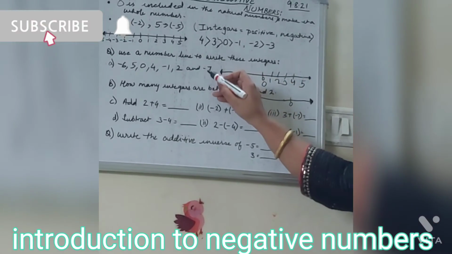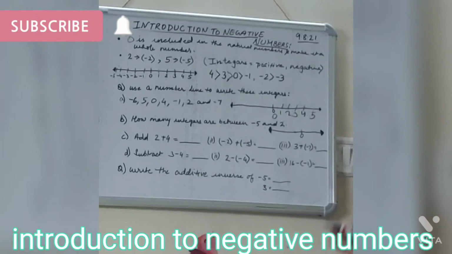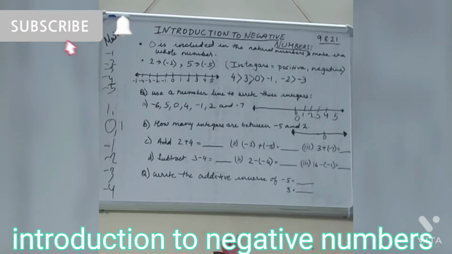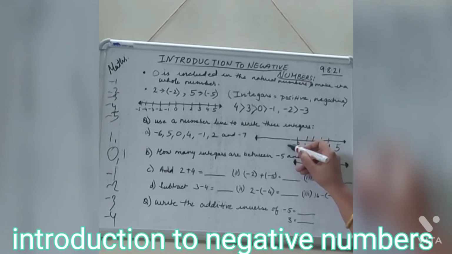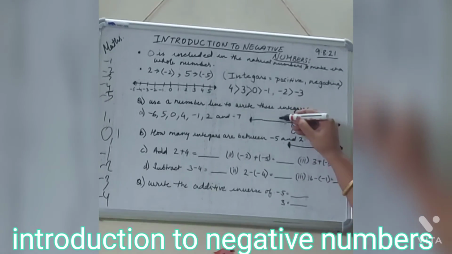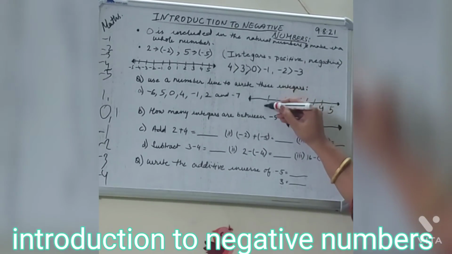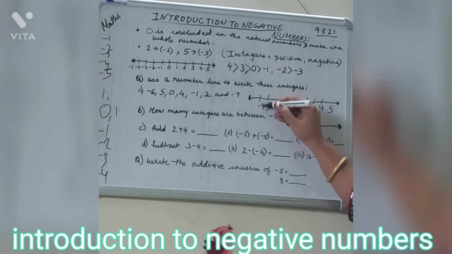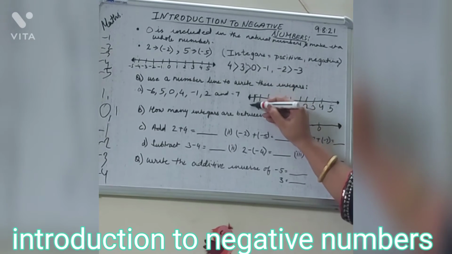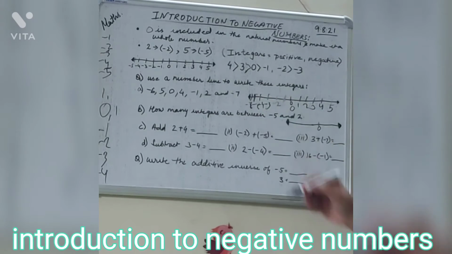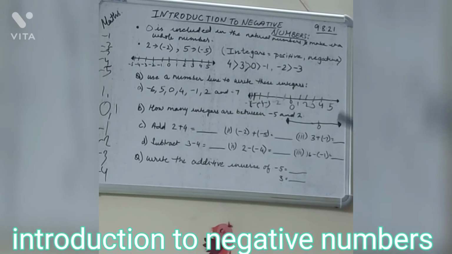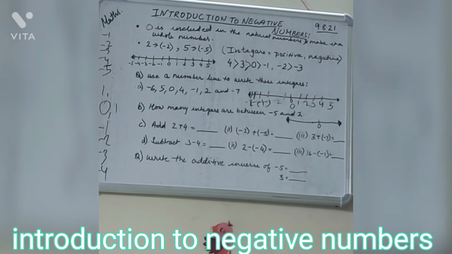On the left hand side we have the largest number, like -7. We have negative numbers till -7. So here we'll write -1, then -2, then -3, -4, -5, -6 and then -7. So in this way we will place the numbers on the number line.